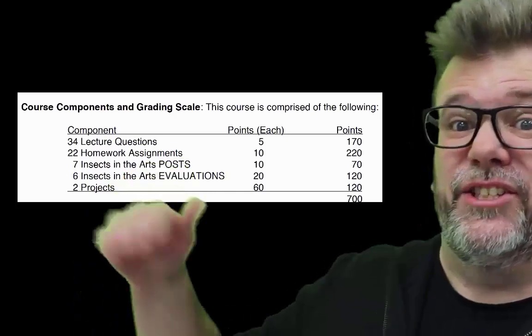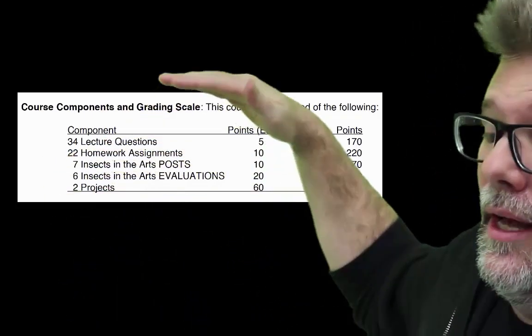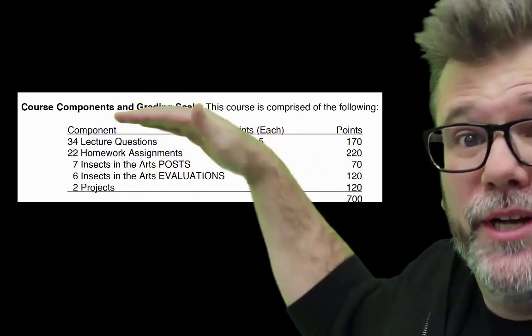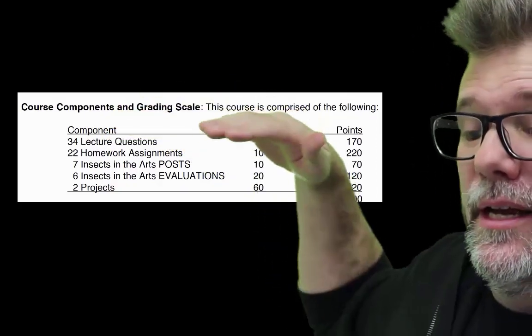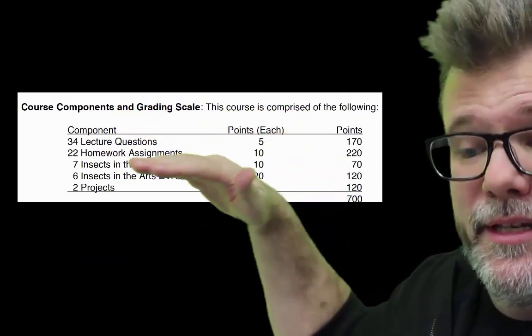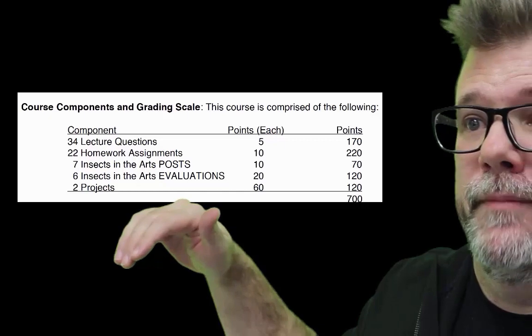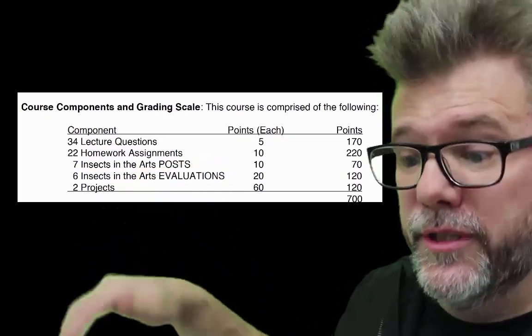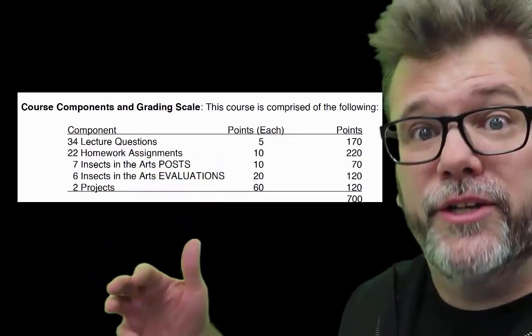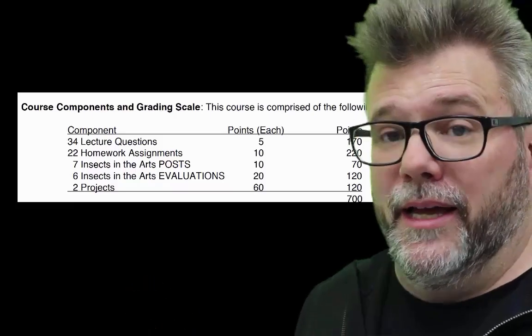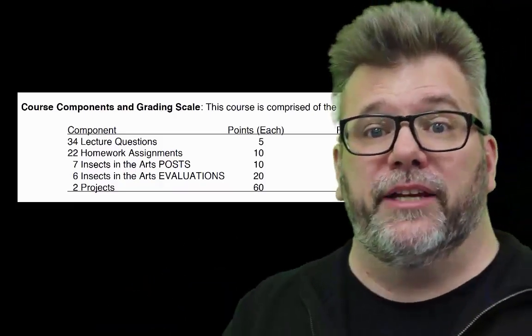If we look then at each different component, we have 34 lecture questions. We'll go over that in just a second. 22 homework assignments, 7 insects in the arts posts, 6 evaluations of those particular posts, and then 2 projects. And so we'll talk about each of those separately.